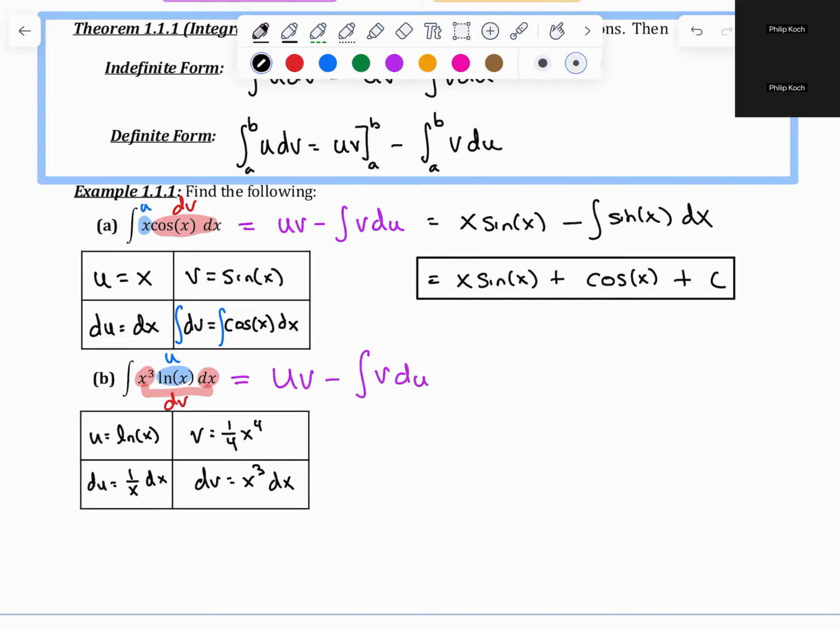So uv is 1/4 x to the 4th natural log of x. Technically speaking, it would be natural log of x times 1/4 x to the 4th, but we like to see our polynomials first in mathematics, so we're going to write it that way. Minus the integral of v du, so 1/4 x to the 4th times du, which is 1 over x dx. And isn't that nifty? One of the powers of x will cancel.